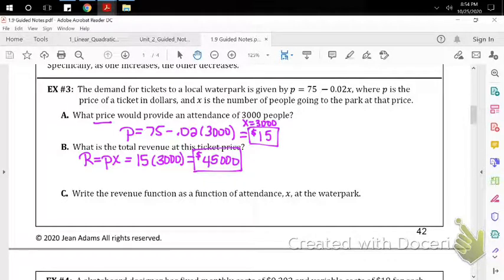And C says, write the revenue function as a function of the attendance X at the water park. So we just want the equation here now that we can use. So we know that revenue is equal to P, which was 75 minus 0.02x, times X. So just distribute the X, and we end up with R is equal to 75x minus 0.02x squared.